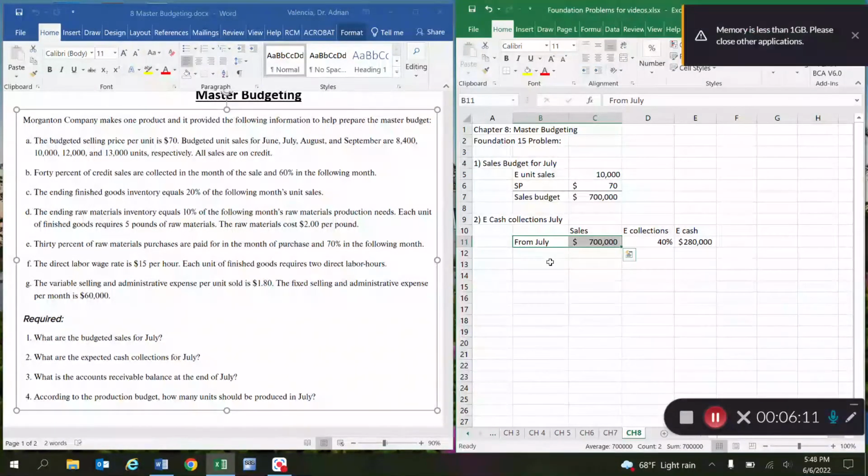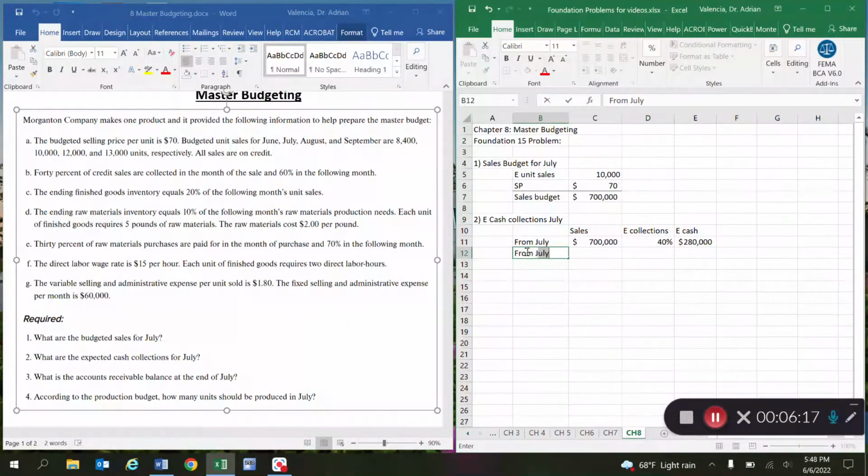Now, June, we also had sales, right? So we're going to collect some from June as well. Because recall that the sales are collected 40% in the same month and then 60% in the following month. So now we're going to be collecting 60% from June. Okay? So now we've got to determine what the sales volume was in June. In June, we sold 8,400 units times $70. Okay, so 8,400 units were sold in June at $70 each. We sold $588,000.